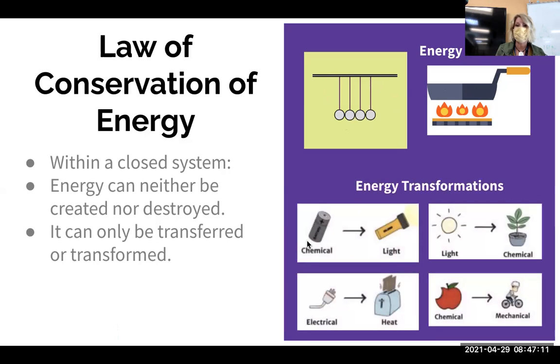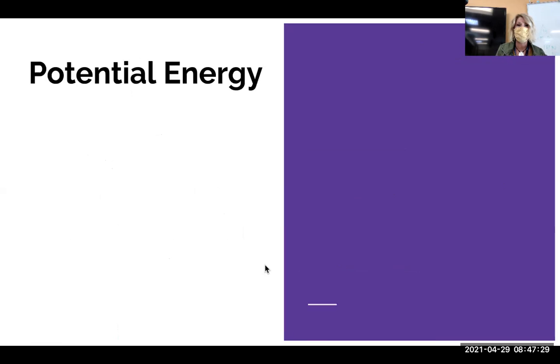Or it can be transformed from one type of energy to another. So the energy trapped in chemical bonds inside a battery can be transformed into light energy. Light energy from the sun can be transformed into chemical energy during photosynthesis. Electrical energy can be transformed into heat energy to cook your food and so on.